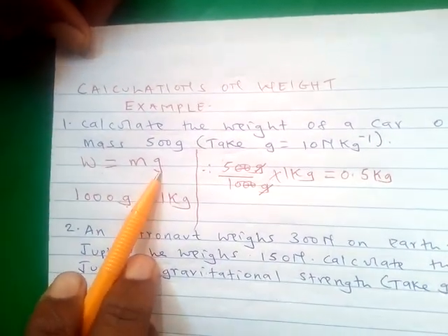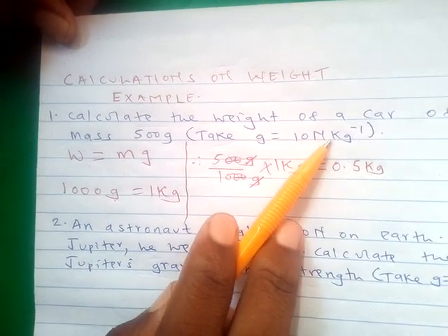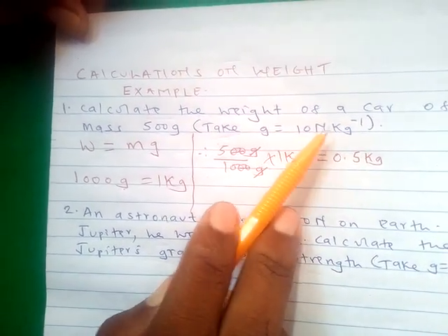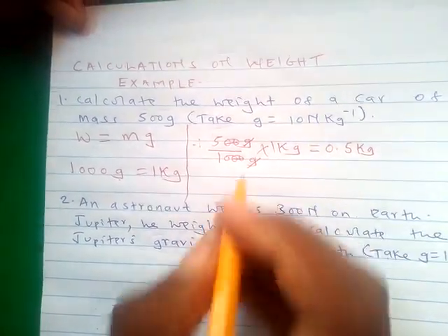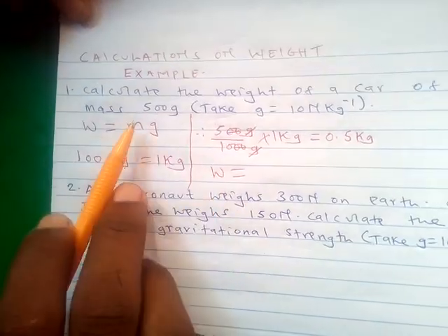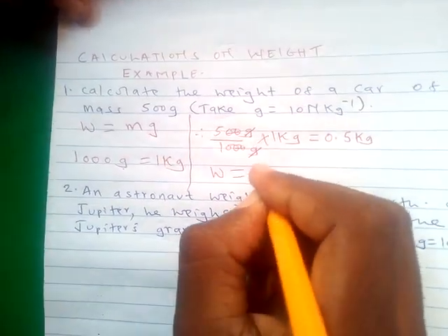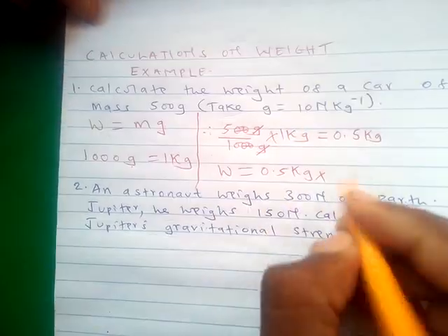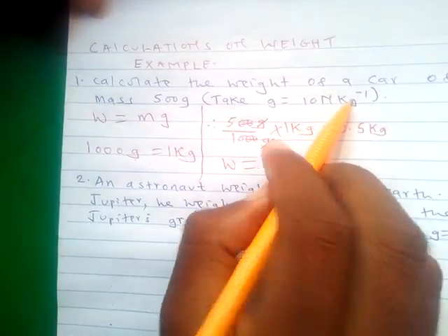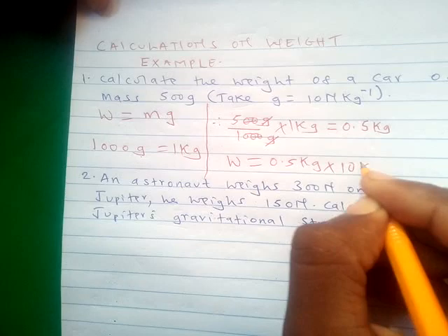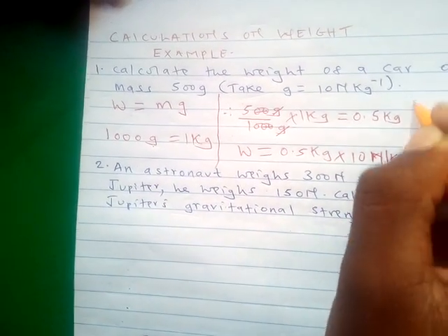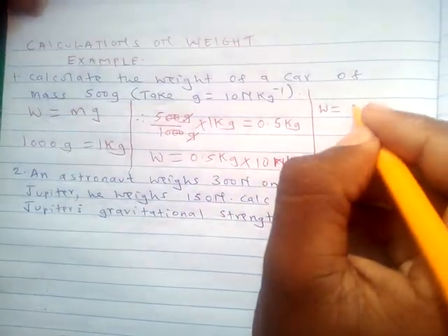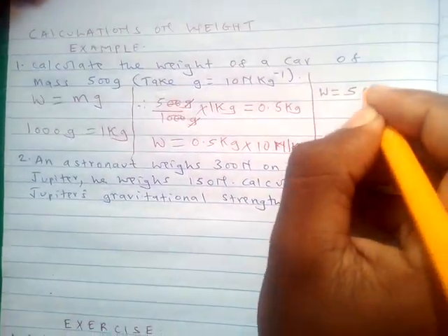We are also given a gravity. So remember, when a unit is written Newton kilogram power negative 1, this simply means Newton per kilogram. So weight will be equal to mass times gravity. The mass is 0.5 kilogram times gravity, which is 10 Newton per kilogram. This can also be written this way, Newton per kilogram. So actually our weight will be equal to 0.5 times 10, you get 5 Newton.